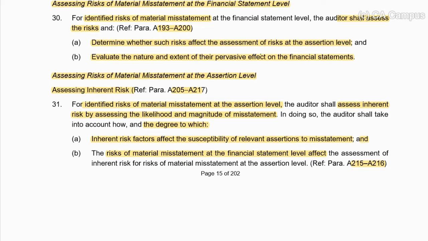Assessing the risks at the assertion level, we've got to identify the risks and then assess the inherent risk by assessing the likelihood and magnitude.